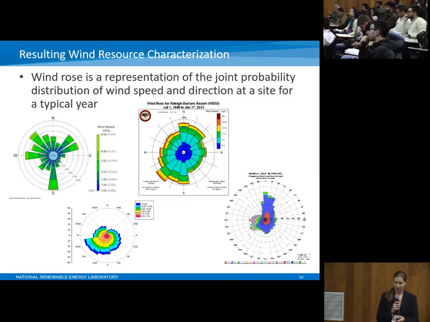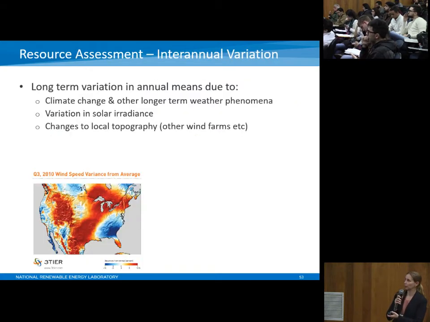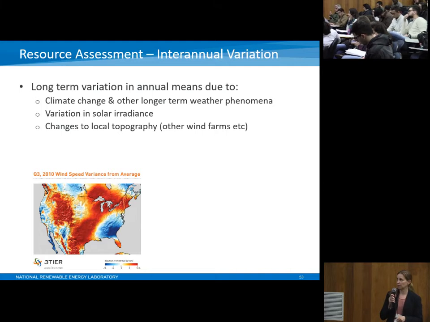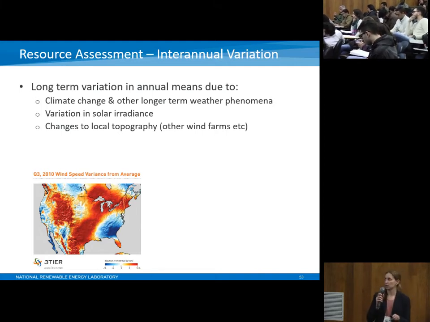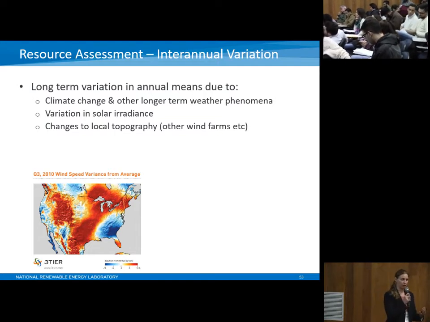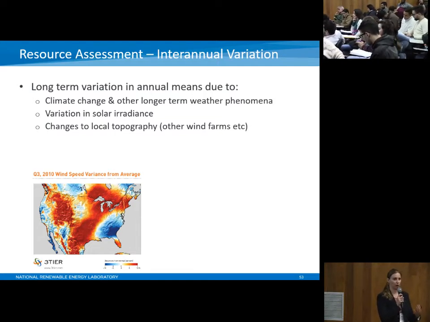Yeah, so this gives you that wind rose, the joint probability distribution of direction and speed. I'll get to the Weibull in a second. Just one more thing on these resource assessments. You can have long-term variation that goes beyond 5 to 10 years. You have these long-term climatological trends, and those can affect your long-term resource.